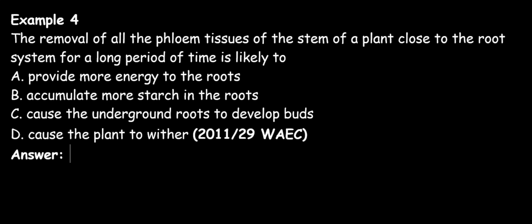And this is because the phloem is the vascular bundle that helps to transport food materials in the leaves to other parts of the plant. Hence, when we have the phloem removed, the plant is likely to wither. And this is because food materials that are being manufactured in the leaf cannot be transported to other parts of the plant.